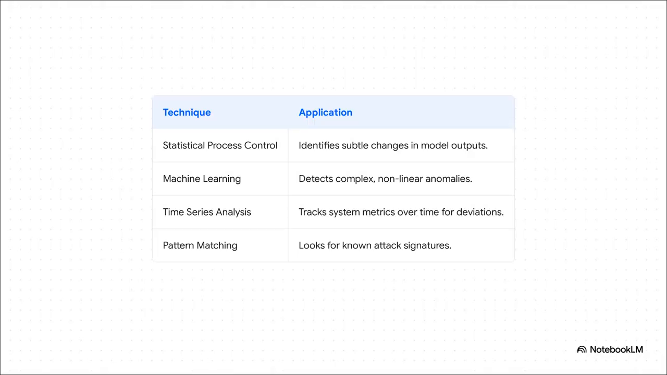And finding these things isn't simple. It takes some pretty sophisticated tools. We're talking advanced statistics to spot tiny changes, and get this, we actually use machine learning itself to figure out what's normal and then flag anything that isn't. It's basically a high-tech game of cat and mouse.